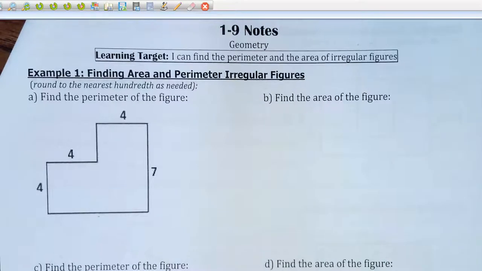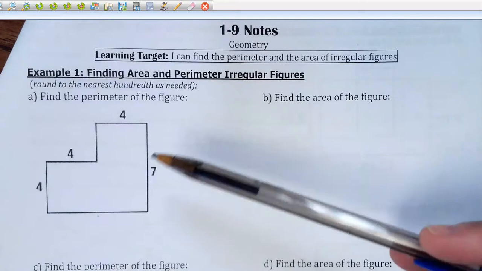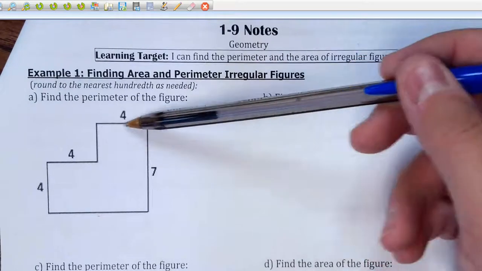Right, this morning we are going to work on finding area and perimeter of irregular figures. So just have your note packet and we're going to get started. So perimeter, if you guys remember, is add up all the sides around the outside.